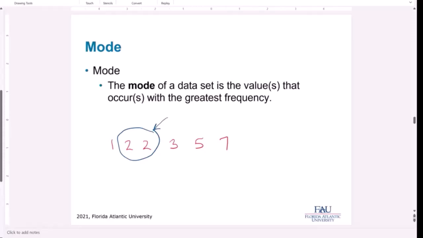I could have something that's bimodal. That means if I had 2 3s, then I would have 2 modes because they both have the same amount. Neither one occurs with more frequency than the other. This is called bimodal.